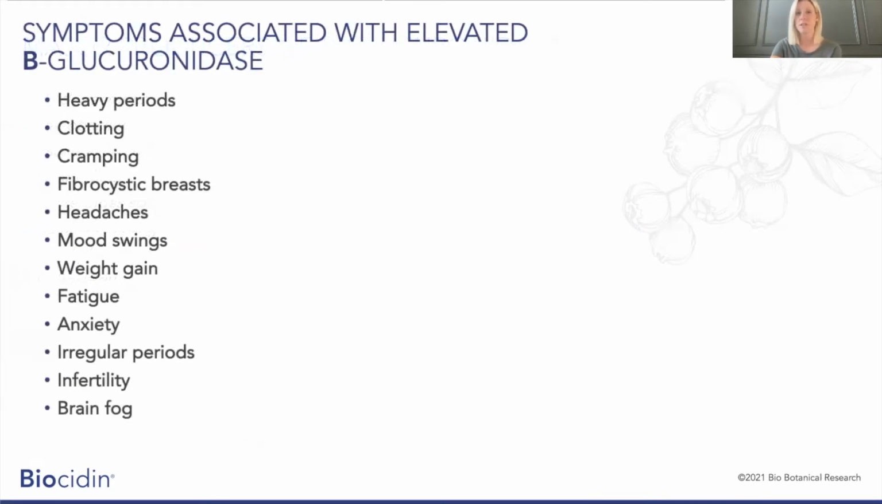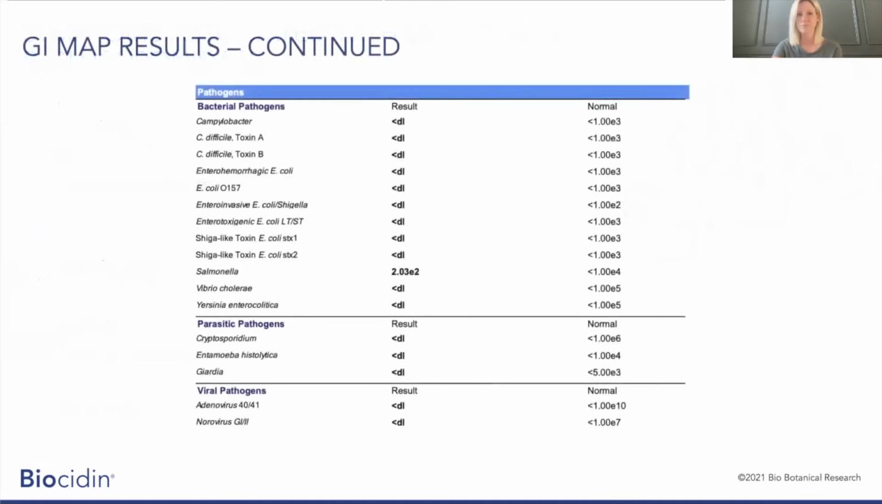Some symptoms associated with high levels of beta-glucuronidase are very similar to those of estrogen dominance: heavy periods, clotting, cramping, fibrocystic breasts, headaches, mood swings, weight gain, fatigue, anxiety, irregular periods, infertility, and brain fog, to name a few. This is the same patient's GI map results continued.